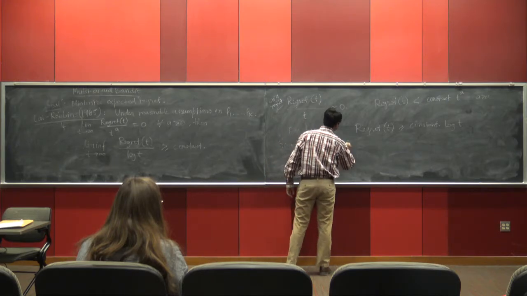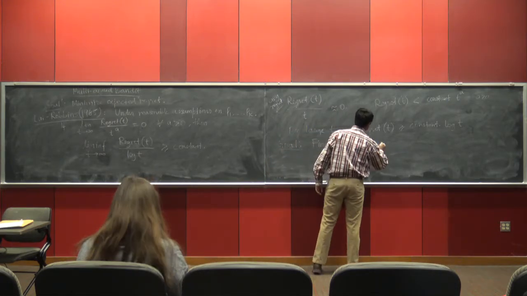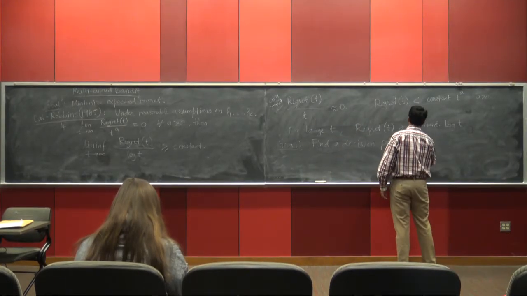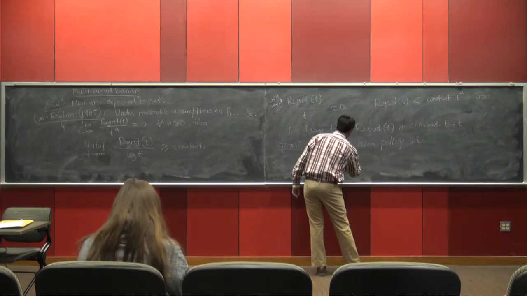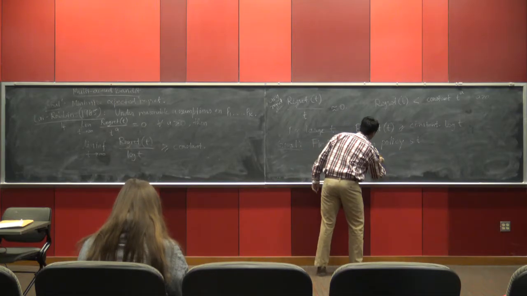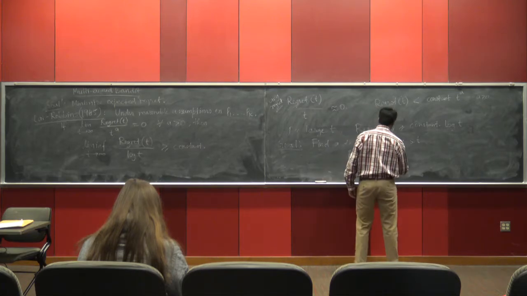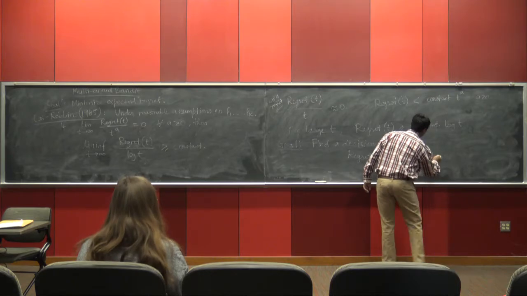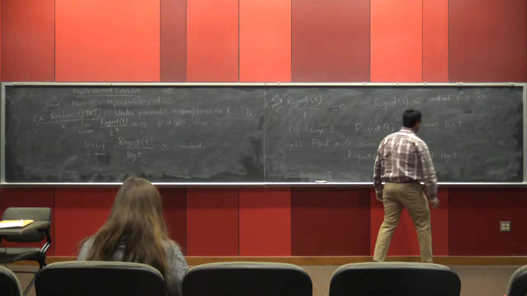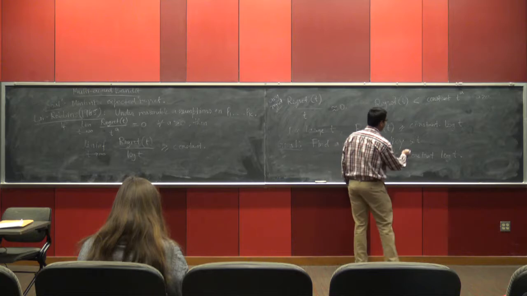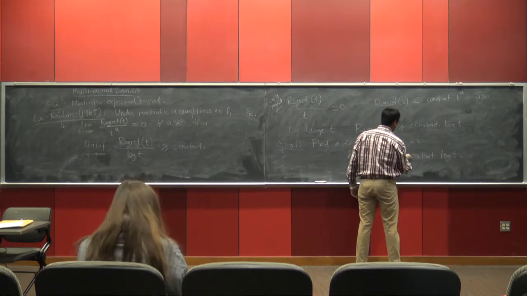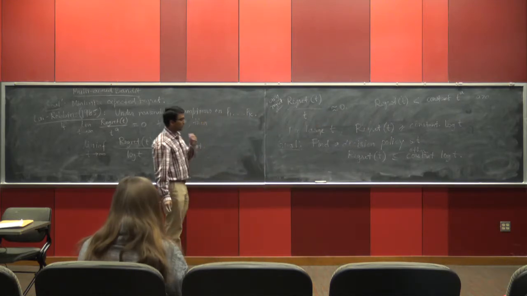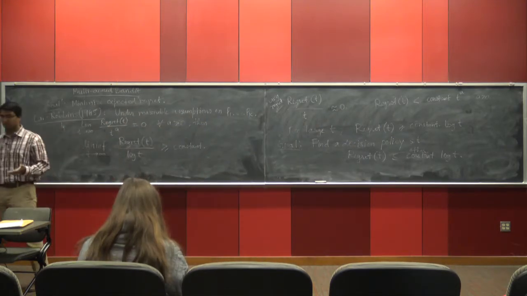find a decision policy such that the regret at time t under that policy is less than or equal to some constant multiplied by log of t. Some constant, it doesn't have to be this particular constant, some other constant multiplied by log of t. So that's your goal now.